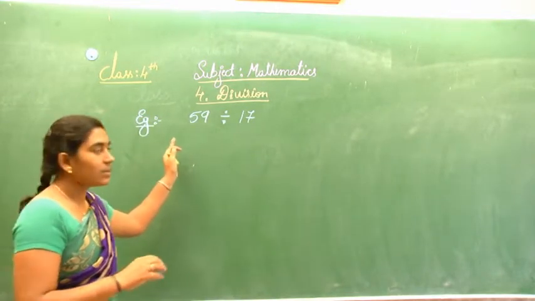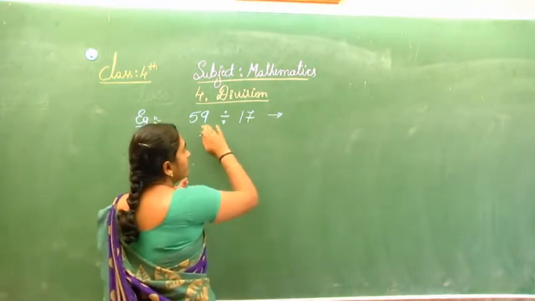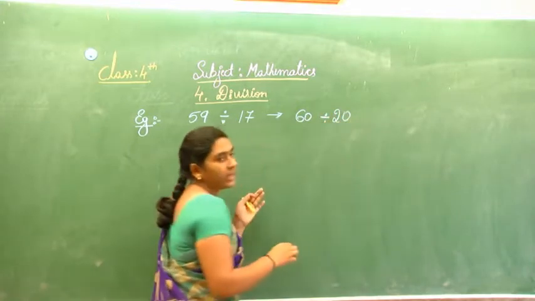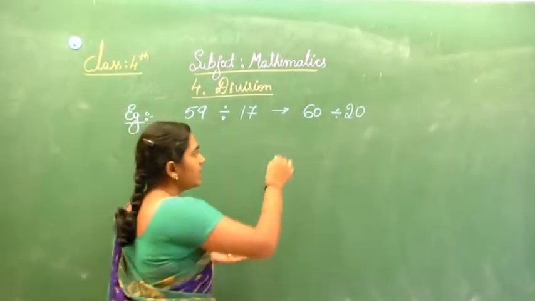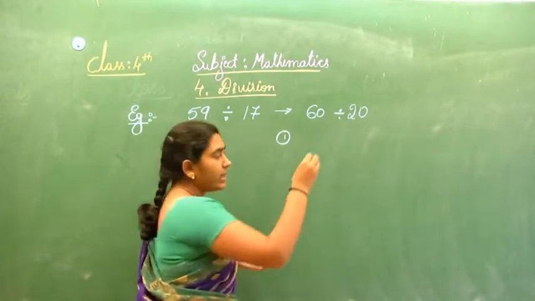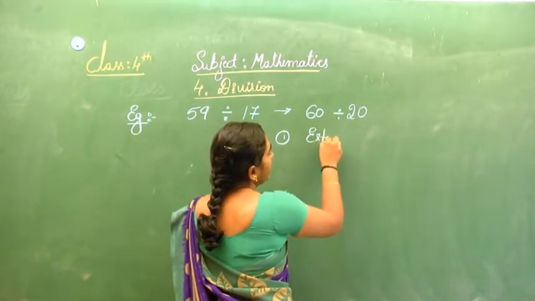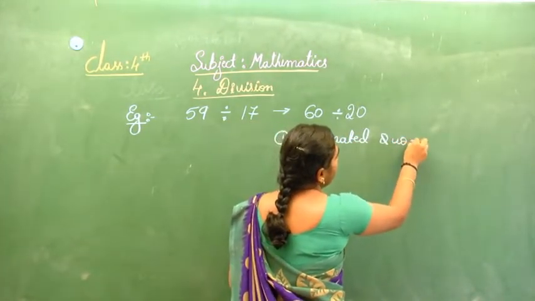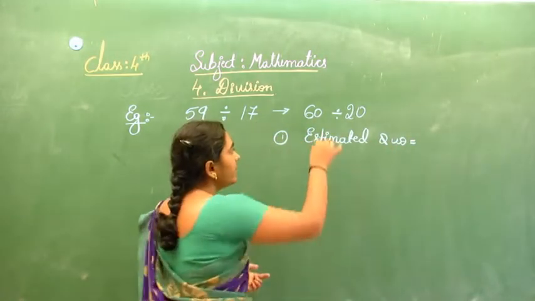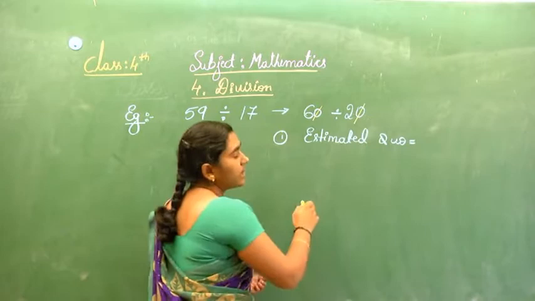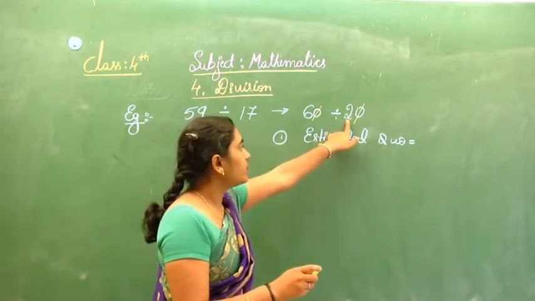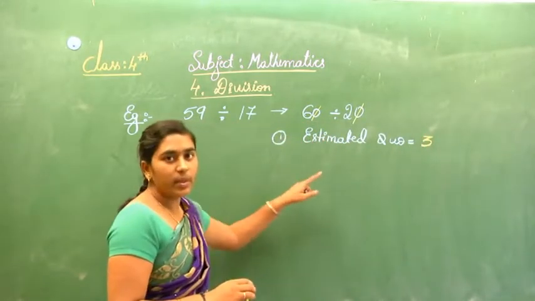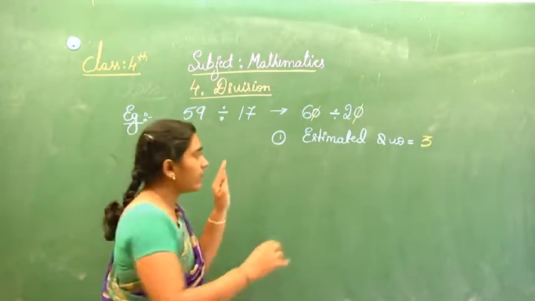In the previous class, what have we done? First, we estimated to the nearest tens, that is 60 divided by 20. We have done the first step, the estimated quotient. How did we write it? The zeros cancel, and we write 2 threes are 6. So the estimated quotient will be 3. Like that we have done.